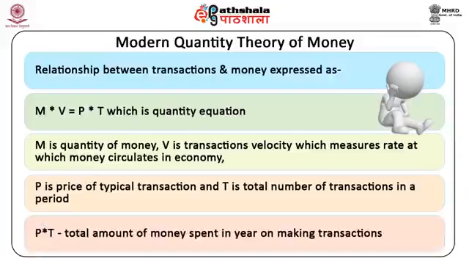Therefore, P into T would imply the total amount of money spent in a year on making transactions. This quantity equation is an identity and is helpful in understanding the relationship between the four variables. It tells that if M is the quantity of money in the economy, it must be circulated in the economy V times in order to cover the entire money transactions of the economy. But there is a problem in this model. It is difficult to measure T.